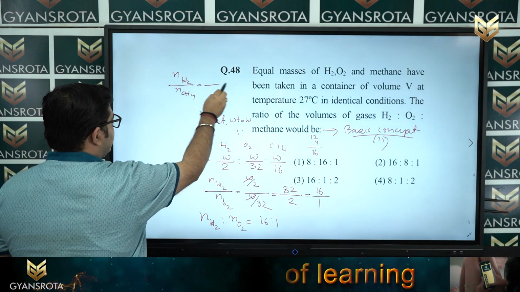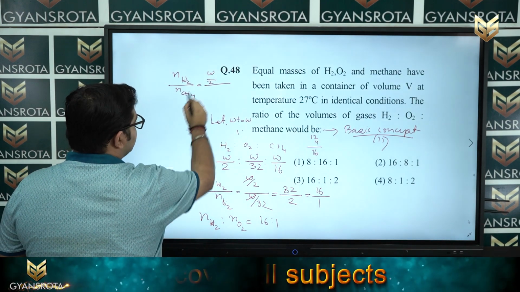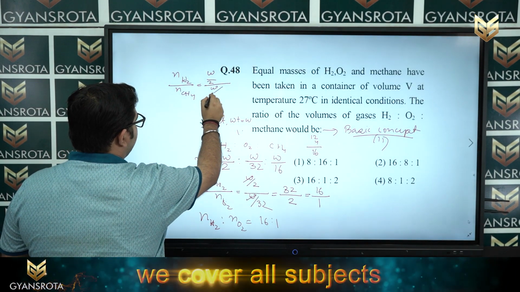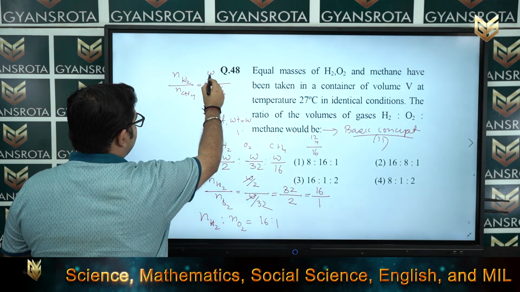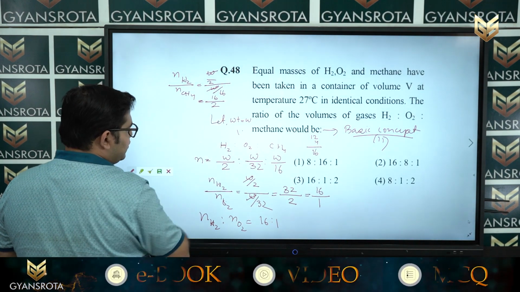So, what you are obtaining here? W by 2 divided by W by 16. Again W will be cancelled out, 16 will go above and it will be 2.